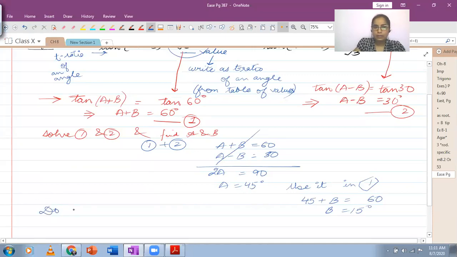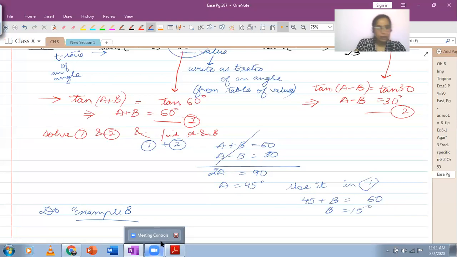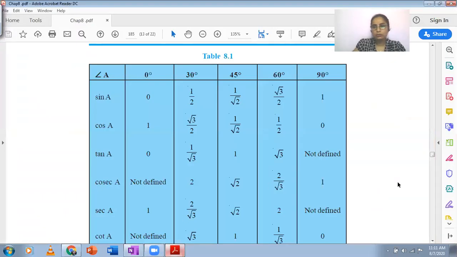And do example number 8 along with this. Example number 8 of your chapter is similar to this. Try that along with this one. After this, we have true false, in the chapter, in the exercise.